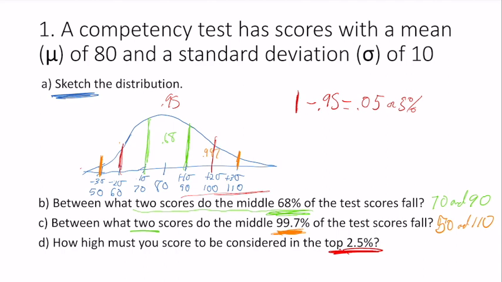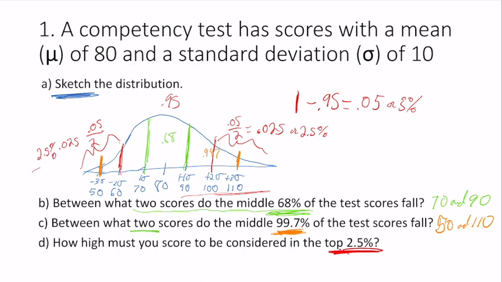Now, that 5% of data is split between here and here, right? Because normal curves are symmetrical. So if I have 0.05 left over, that means I have 0.05 divided by 2 on this side and 0.05 divided by 2 over here. That's going to give me 0.025, or 2.5%.